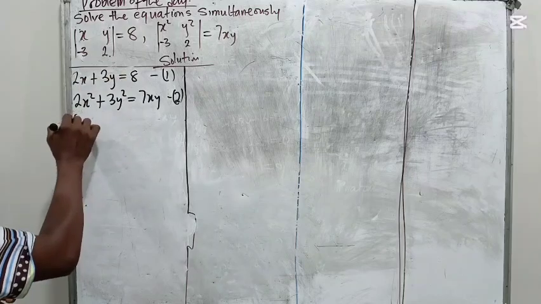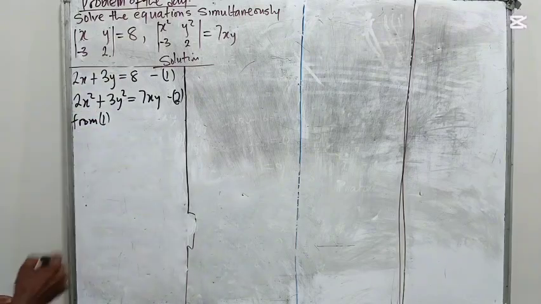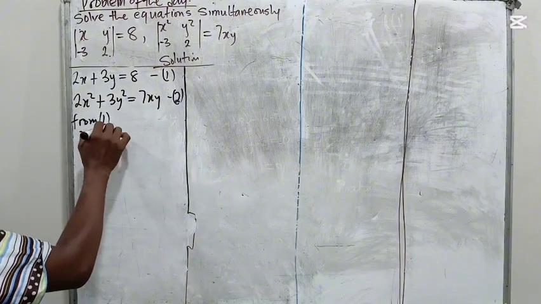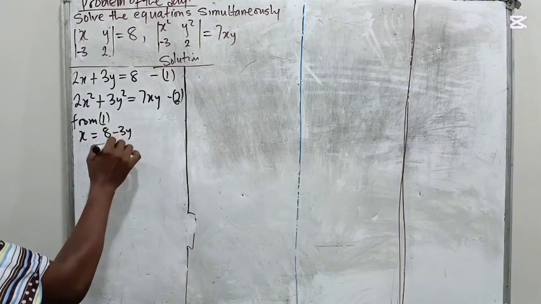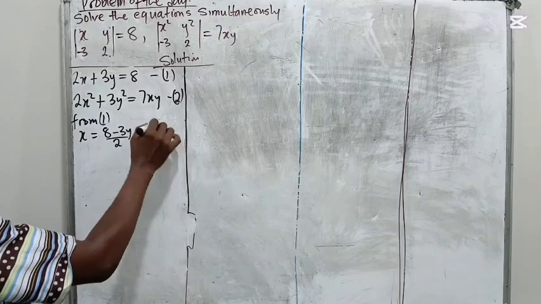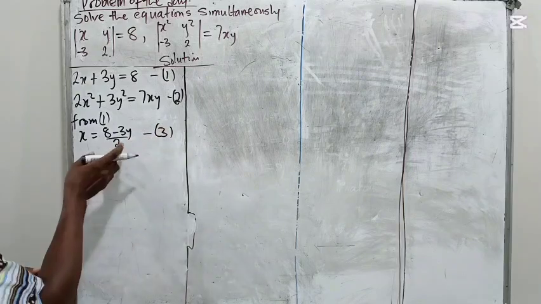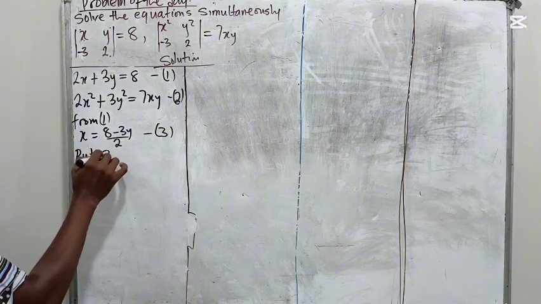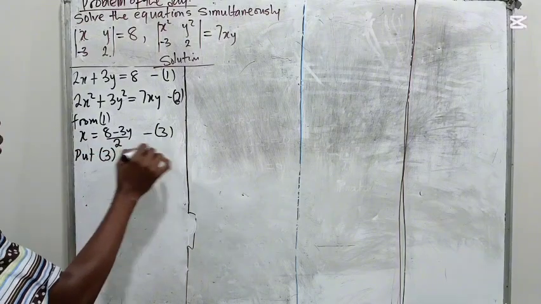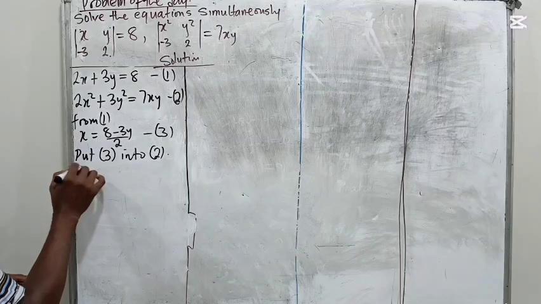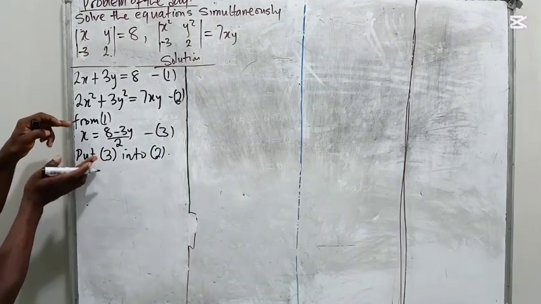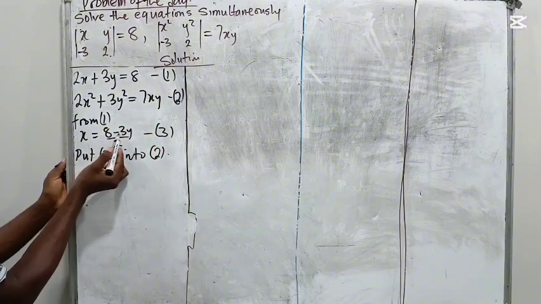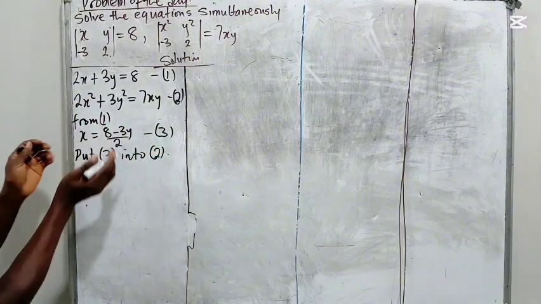So from equation 1, we can make x the subject of the formula. From 1, x is equal to 8 minus 3y divided by 2. That's equation 3. So we substitute equation 3 into equation 2. So we say put 3 into 2. This implies that anywhere we see x in equation 2, we are going to write this, which is 8 minus 3y over 2. So let's substitute into it.